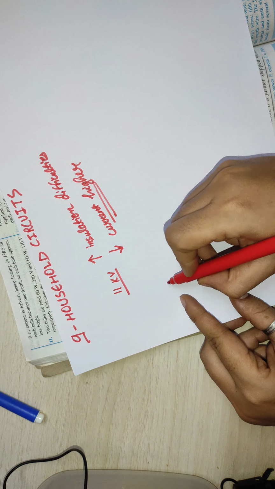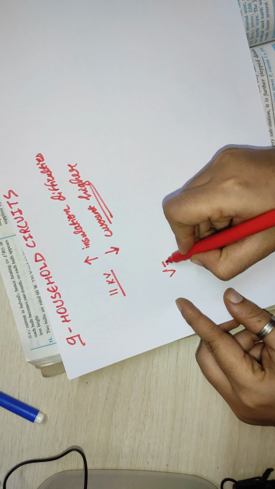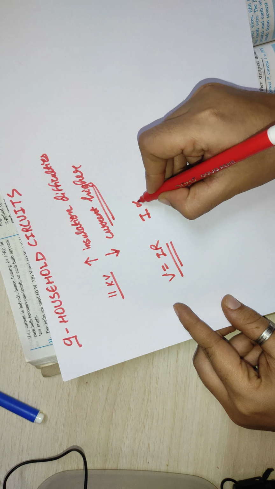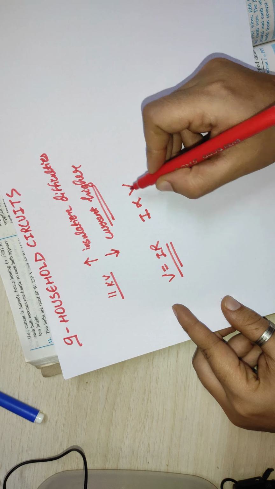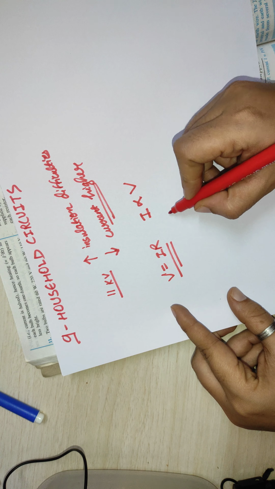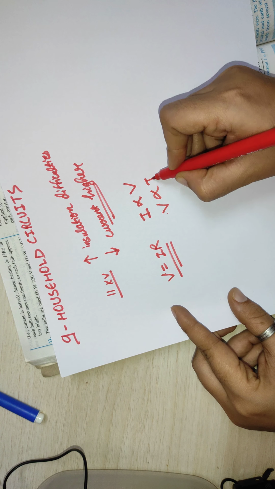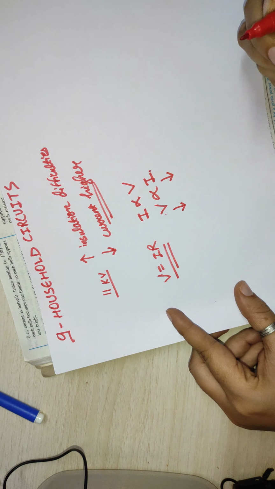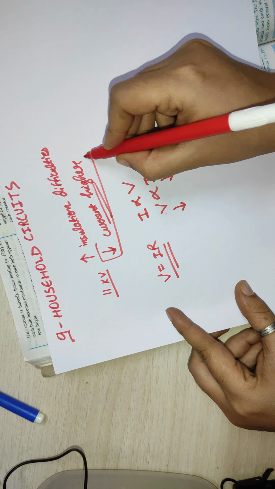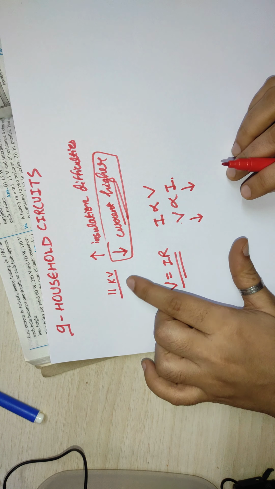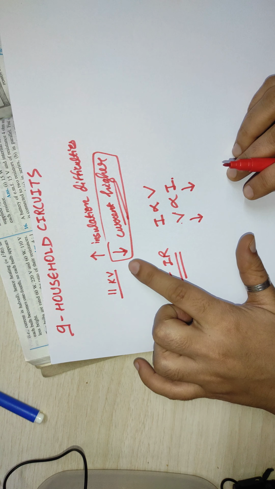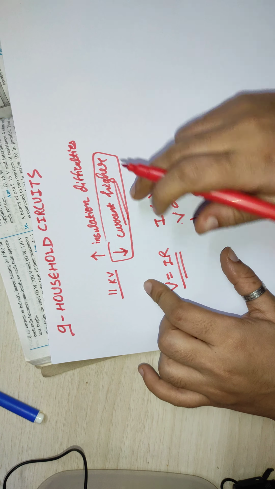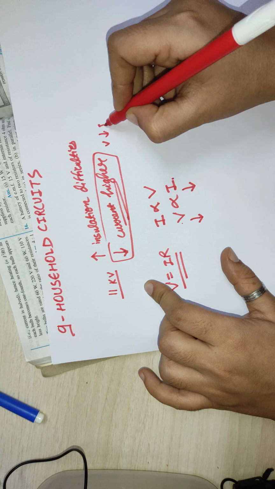See, what we have studied in Ohm's law is V is equal to IR, and we have studied that I is directly proportional to V. Or we can say that V is directly proportional to I. If V will be less, I will be less. But here I am telling the just reverse thing, that if we will supply at a voltage lower than 11 kilovolt, the current will be higher. Here, if the voltage is lower, the current will be higher.